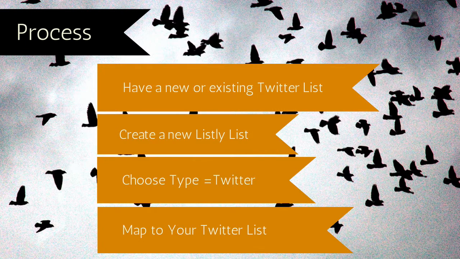First of all, you must have a list on Twitter, an existing or a new list. Create a list on Listly, choose type equals Twitter, and then you get to pick that list.